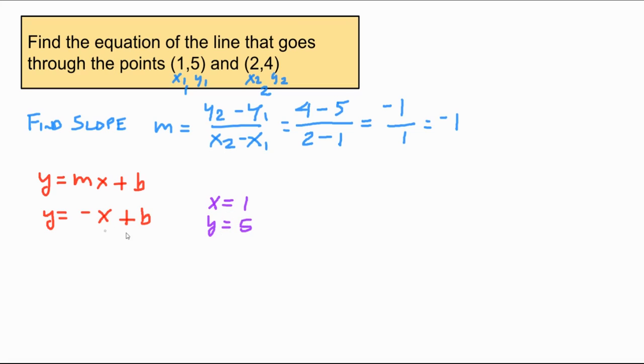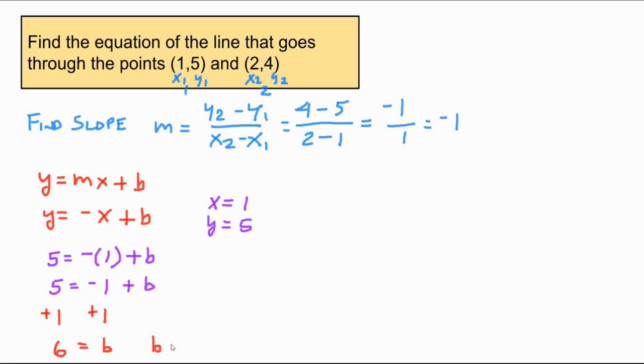So we can substitute those values into this equation. y is 5, negative x, which is, I'll use a parenthesis here, x is 1, plus b. We can simplify that by eliminating that parenthesis. Negative 1 plus b. We can isolate b. The only thing being done to b on this side is adding negative 1. So let's add positive 1 to both sides. That gives us 6 is equal to b.